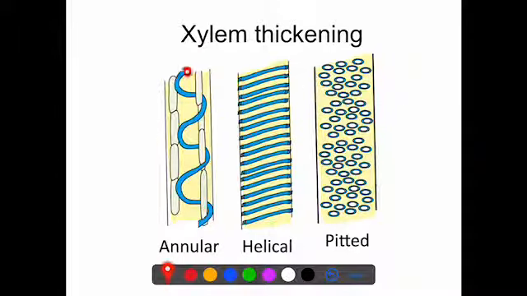So we've got annular, you've got your helical or your spiral, and you've got pitted, which is lots of little holes. Now the purpose of this thickening, particularly with the pits, allows lateral movement of water. So they allow movement left to right rather than top to bottom. Likewise here with our helical or our spiral, we could have water moving through here and here and here. A little bit more difficult than that one where you've actually got a hole, but it will occur that way.